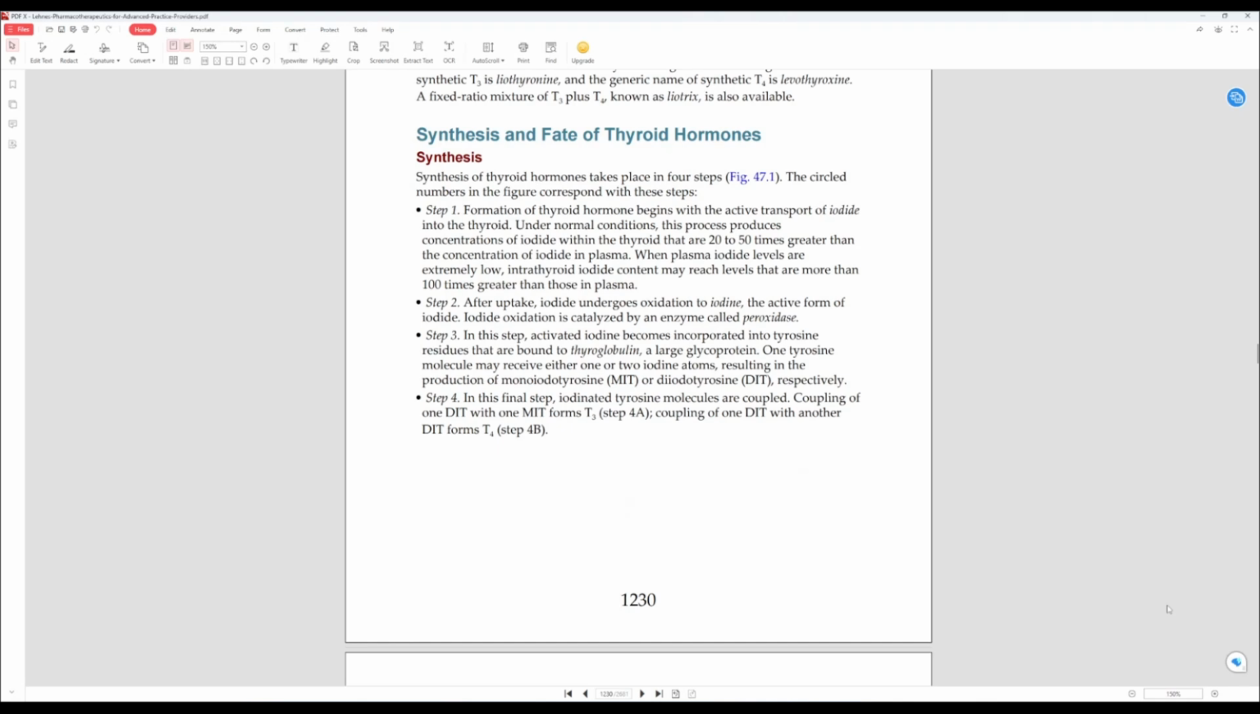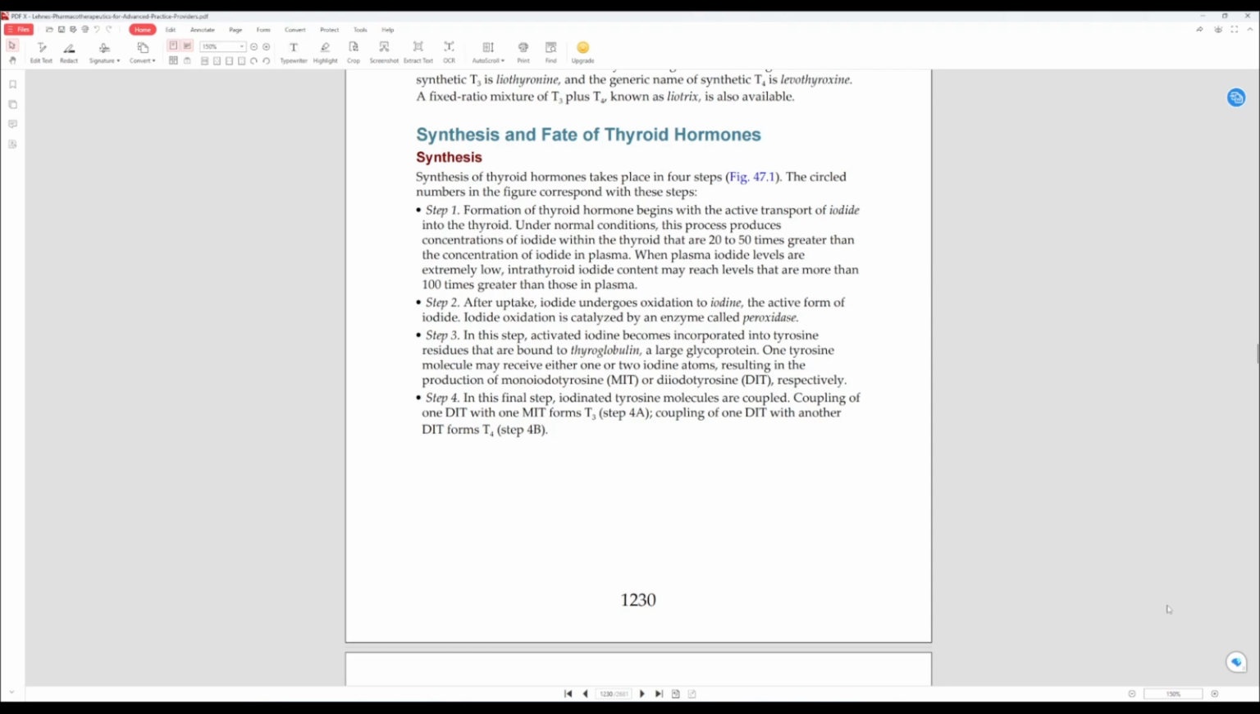So that brings us to the synthesis and fate of the thyroid hormone. Synthesis. Synthesis of thyroid hormones takes place in 4 steps. And you'll see those 4 steps more closely in figure 47.1. The circled numbers in the figure correspond with these steps. Step 1. The formation of the thyroid hormone begins with the active transport of iodide into the thyroid.